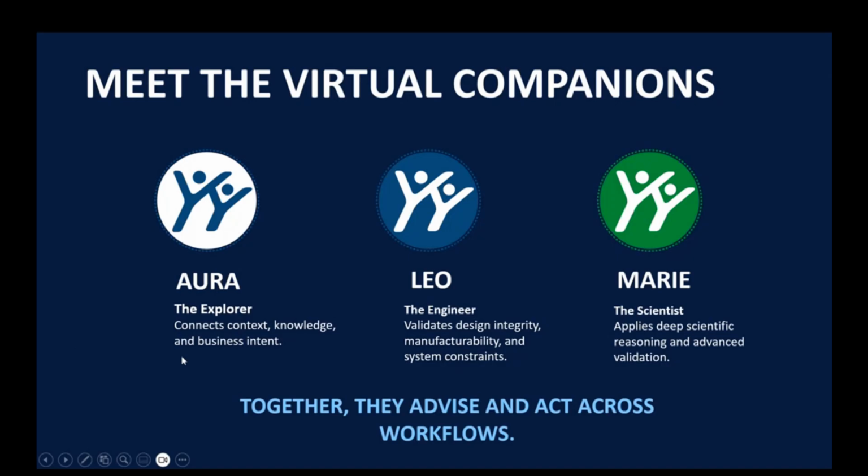Together they work for you as an AI assistant, and you can consider them as very good friends to help you do all your work. So these are the AI companions for us: Aura, Leo, Mary. Now let's see how they work.